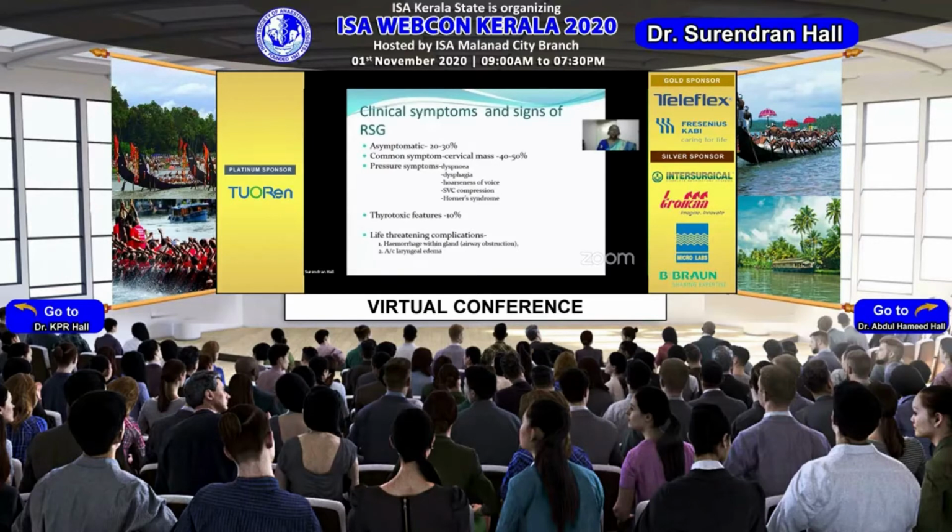Long-standing cases of retrosternal goiter may produce a life-threatening complication such as airway obstruction. This may be due to hemorrhage within the gland, or it could be due to an acute laryngeal edema.